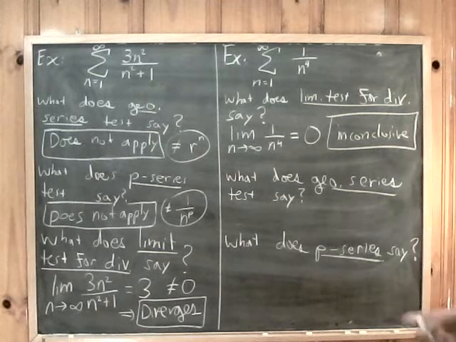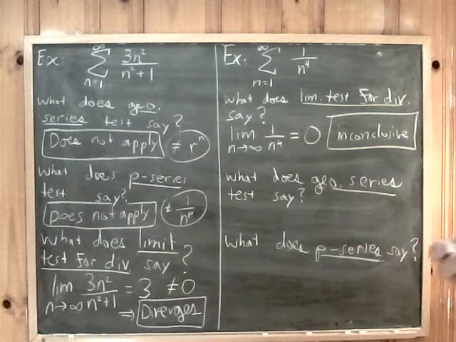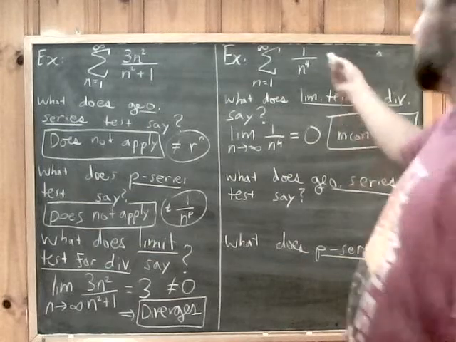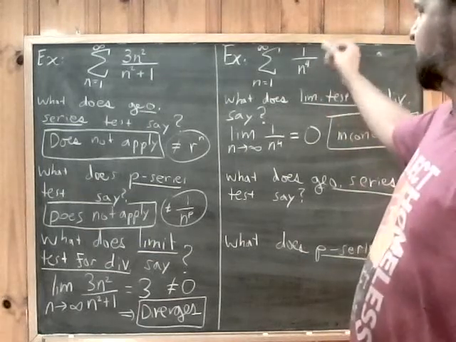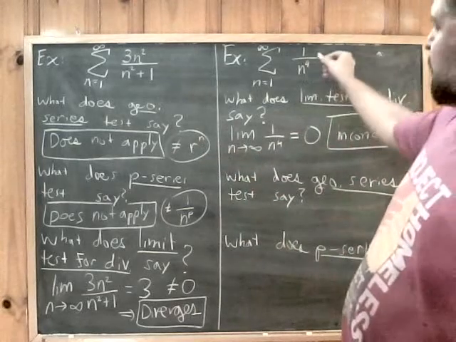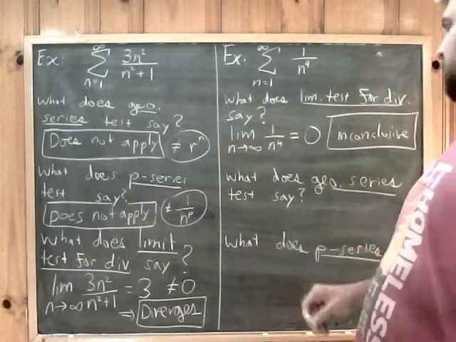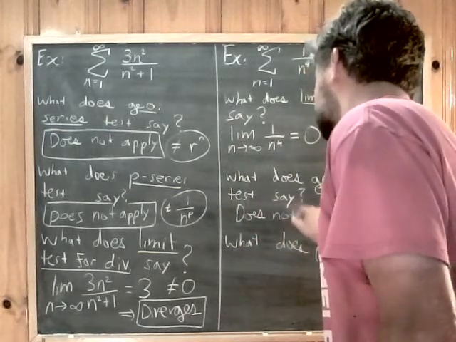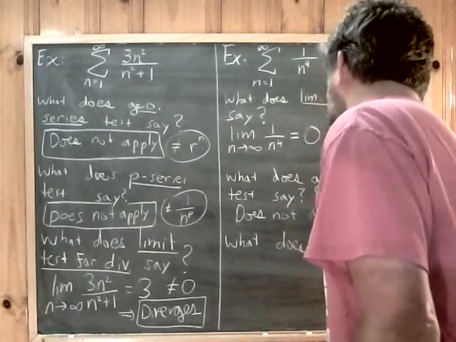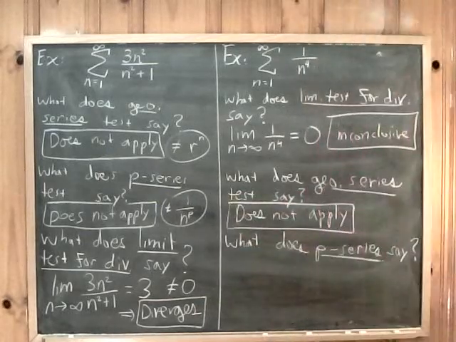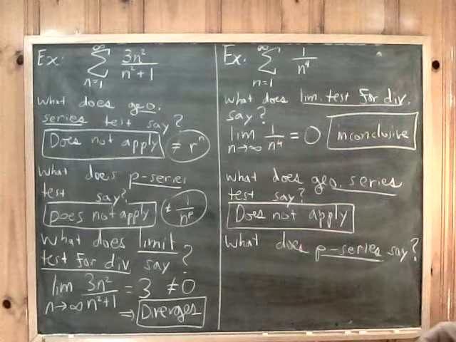In this case, inconclusive. The second one is, what does the geometric series test say? So this one is going to be a does not apply. That's not a geometric series because it's not a real number to an n, like r to the n. Instead, it's n to the 4. So it's a p-series, looking ahead a bit. So the answer to this one is does not apply again. It's not equal to r to the n.